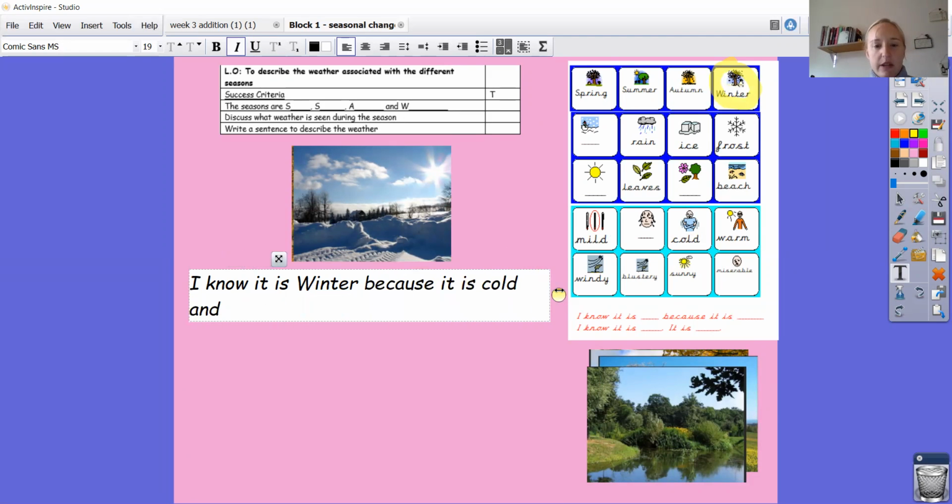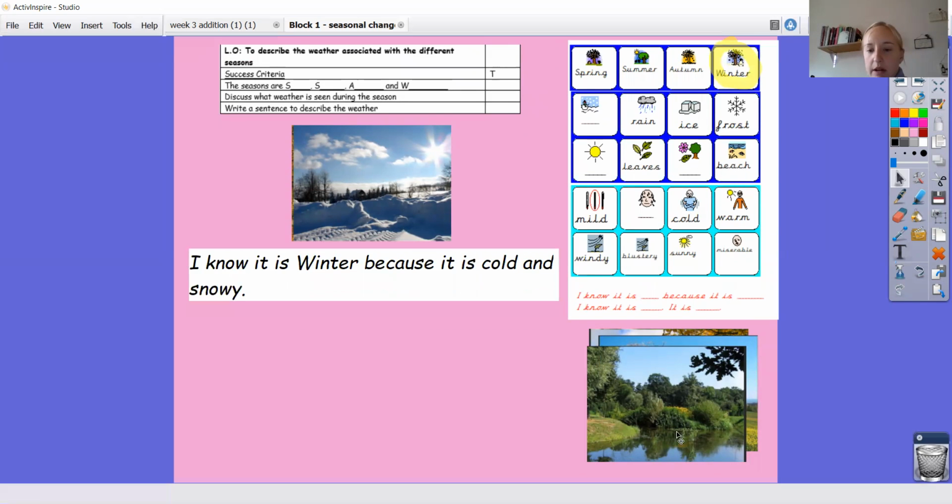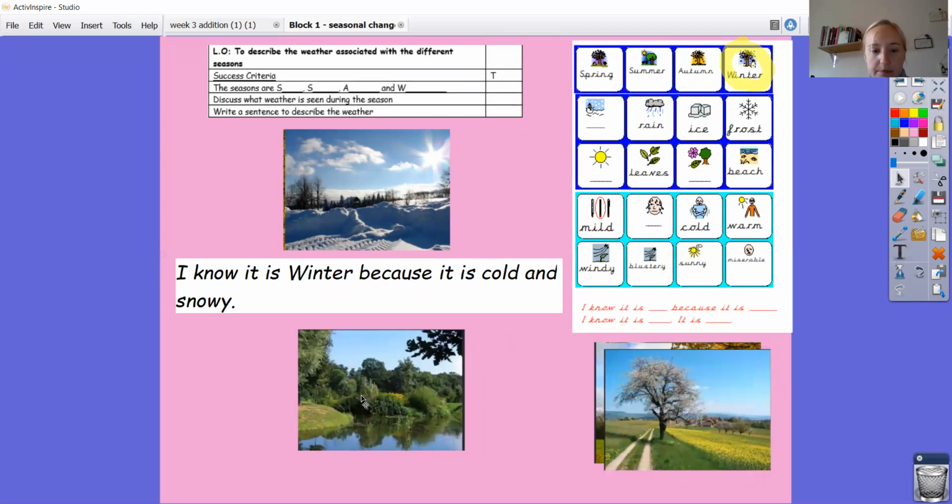Have a go on your Fred fingers. How do you spell snowy? S-N-O-W-Y, snowy. Well done if you got that correct. Can you remember my E sound at the end of a word is normally a Y. Okay, so I'm going to check that sentence. So I know it is winter because it is cold and snowy. Definitely. Right, I'm going to have a look at my next picture now.